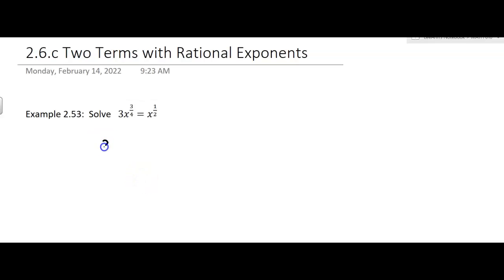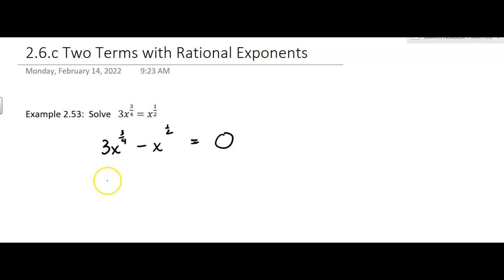So I'm going to have 3x to the 3/4 minus x to the 1/2 equals 0. Sometimes we say we set it to 0, and that's what we're doing here, getting 0 on one side. Now, there's no way to combine the x to the 3/4 and the minus x to the 1/2, okay? It's not multiplication, it's subtraction.